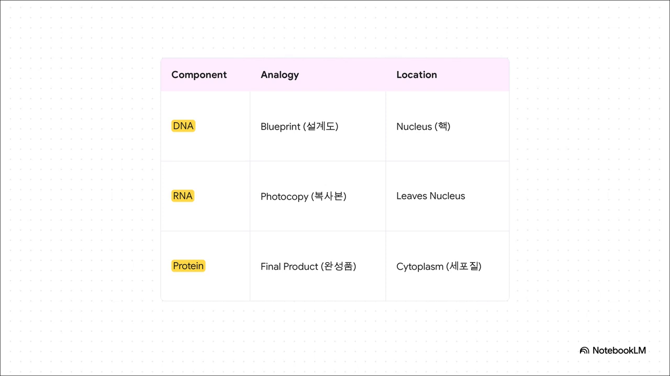You know what? Let's make this even simpler with an analogy. Imagine your cell is a huge construction site. The DNA? That's the master blueprint. It's so precious, it's locked away for safekeeping in the main office, which is the cell's nucleus. Now, to get the plans to the workers, you need a temporary copy, right? That's RNA. And the final thing you build out on the factory floor, that's the protein. Keep this analogy in your head, because it's going to be our guide through this whole process.